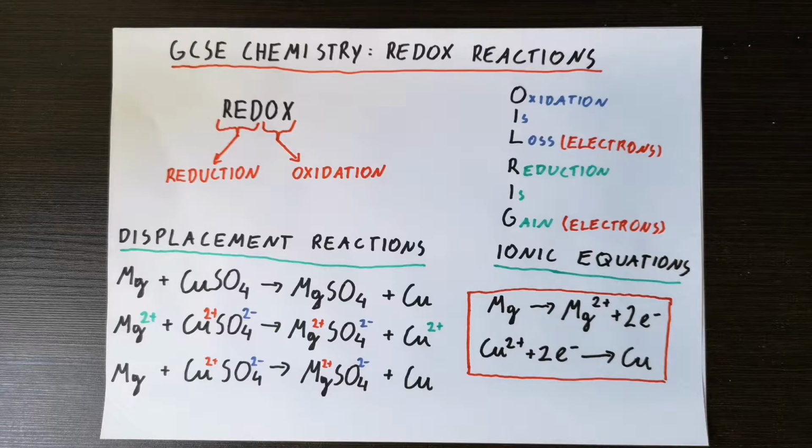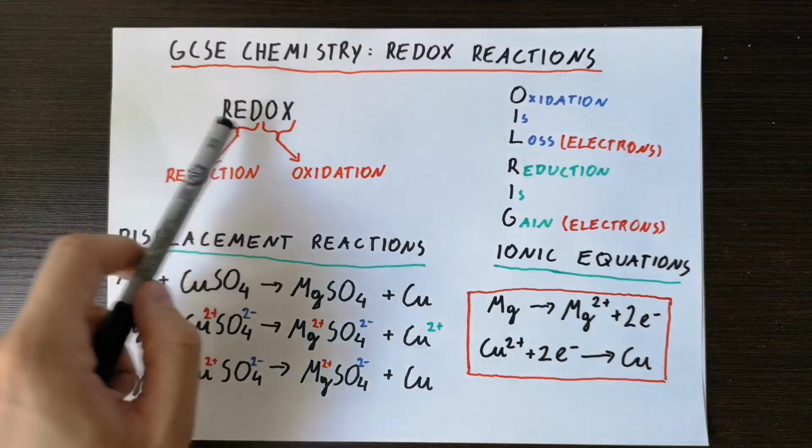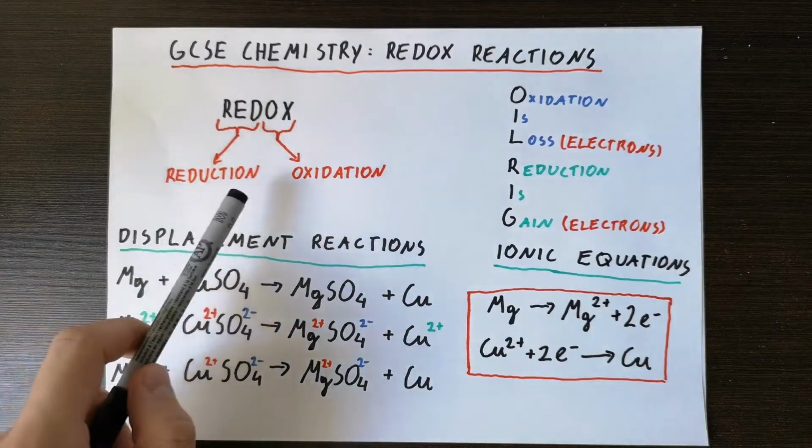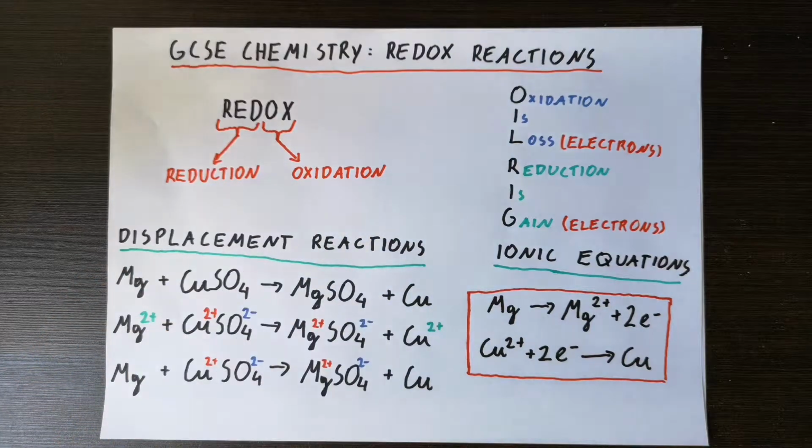First of all, what is a redox reaction? A redox reaction is a reaction involving reduction and oxidation at the same time. And that's the whole name, redox. The red part stands for reduction and the ox part stands for oxidation. They literally stuck those two words together and got the name for redox reactions. That's it. Now, what is oxidation?